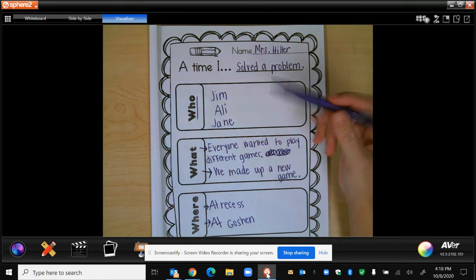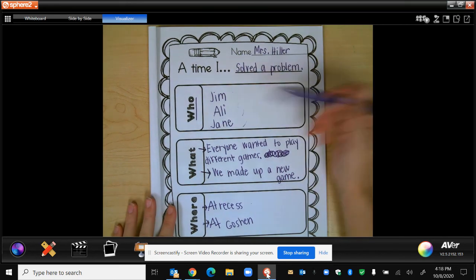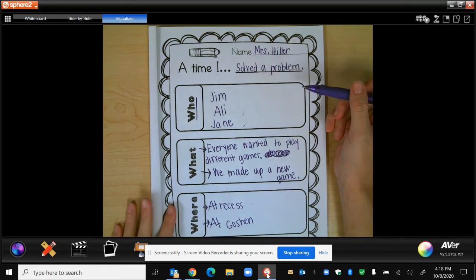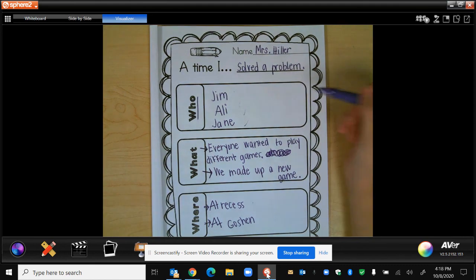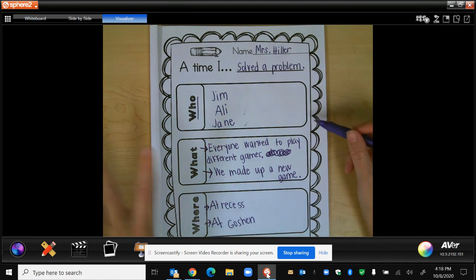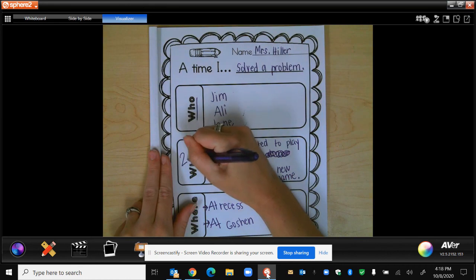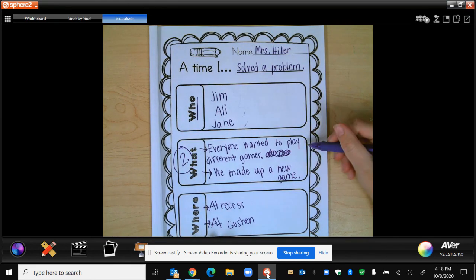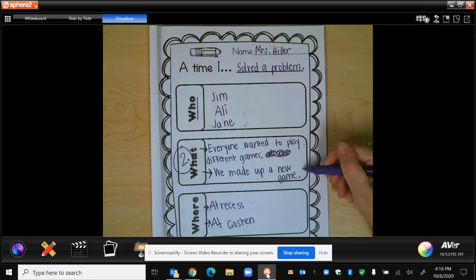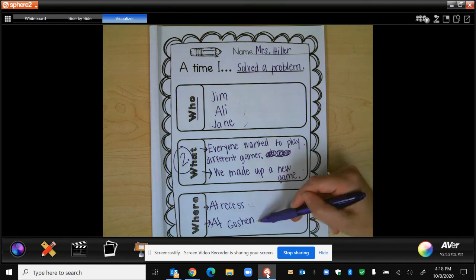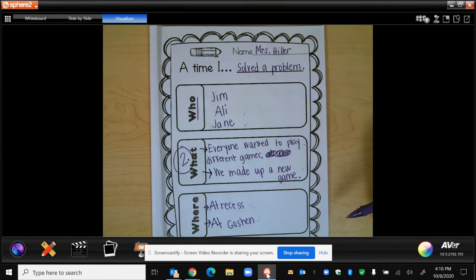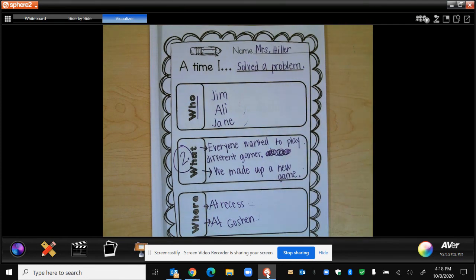So, review. At the top here, you're going to put the people who were there this time you solved the problem. In the middle, you're going to write 2 sentences. I'm going to write a big number 2 here. One of them tells me the problem. The other one tells me how you solved it. And then the bottom one, you're going to tell me where you were at. Okay, so fill in your organizer, and I can't wait to read your stories later this week.